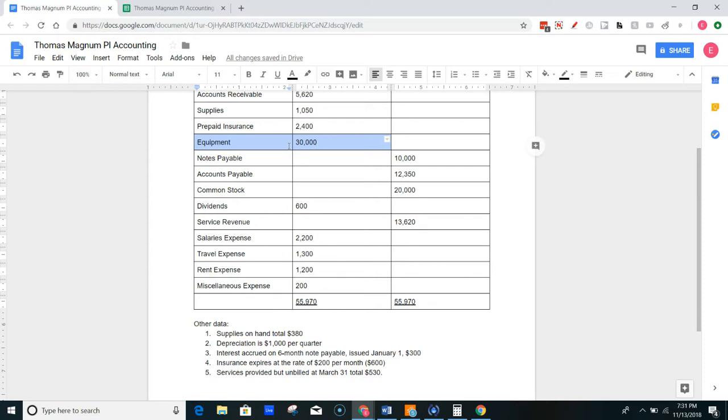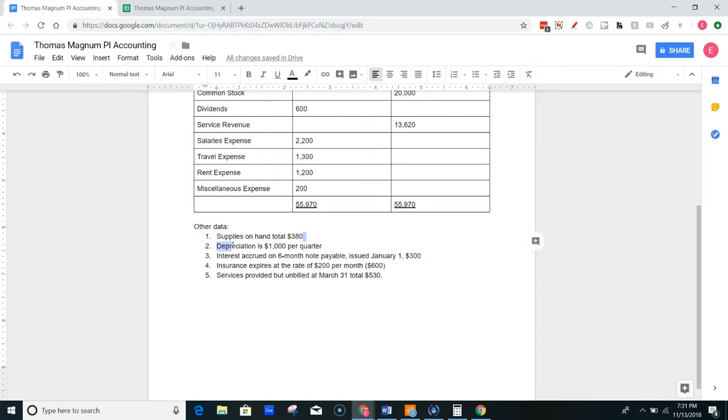And then I have to figure out its monthly value or quarterly value. What is a quarter of $1,000? It's 250. And so my depreciation would be $250 per quarter rather than a full 30,000. But instead of doing that, she simply gave us the balance. She said, hey, depreciation is going to be $1,000 per quarter.